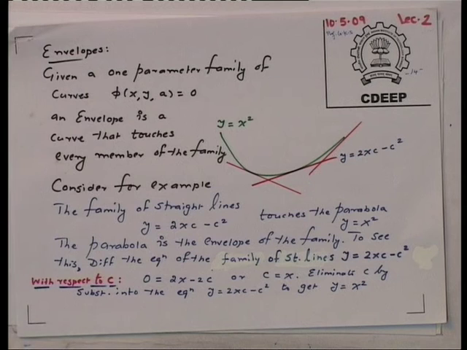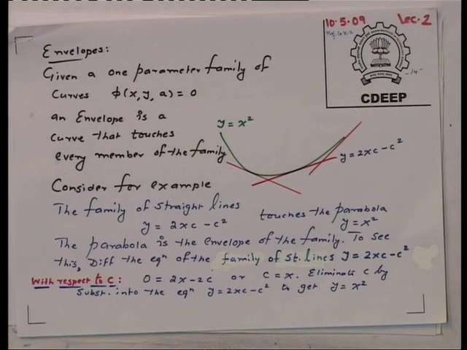Consider for example the family of straight lines y equal to 2xc minus c squared. In fact, this is exactly the family of tangents to the parabola. This is the tangent to the parabola y equal to x squared at the point c comma c squared. So the exercise that I gave earlier is already solved here, correct.